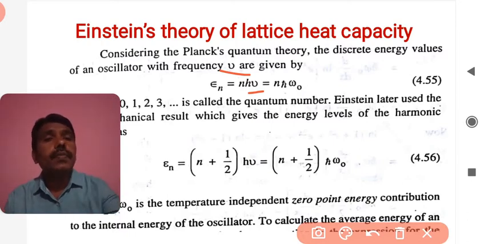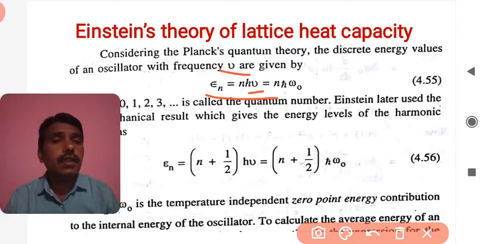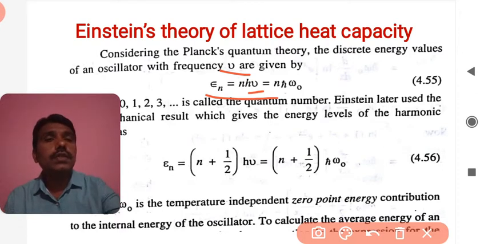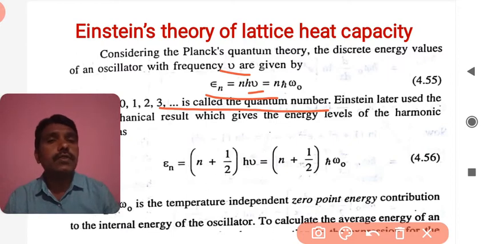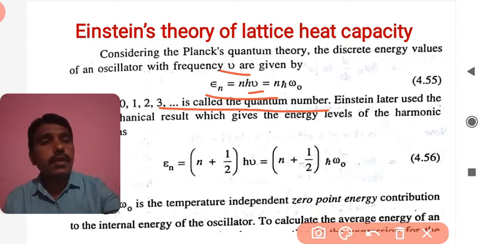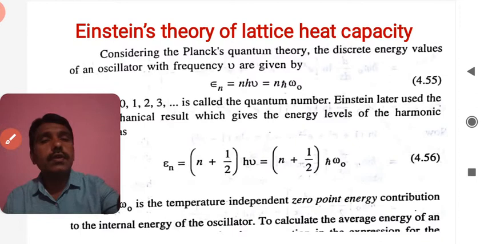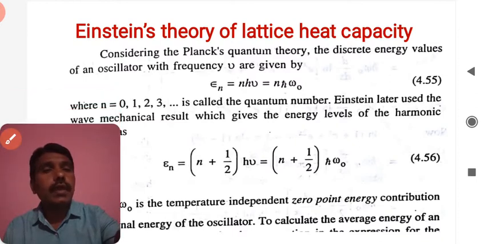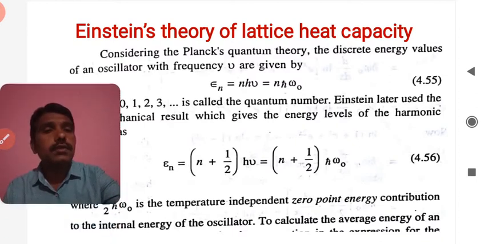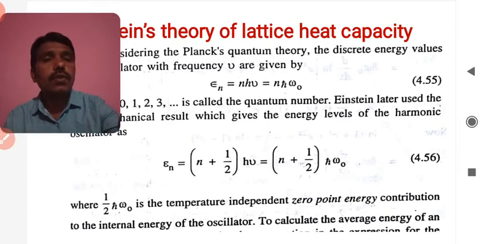And here epsilon is nothing but n h mu, that is n h cross omega 0, where h cross comes from h upon twice pi, and omega 0 is the oscillator frequency. If you see in detail, 0, 1, 2, 3 are called quantum numbers, and Einstein later used this from a technical point of view, the wave mechanical results, which give the energy levels of the harmonic oscillators.